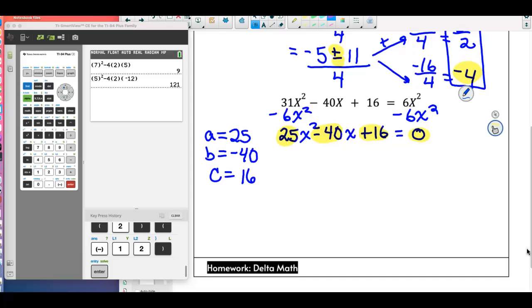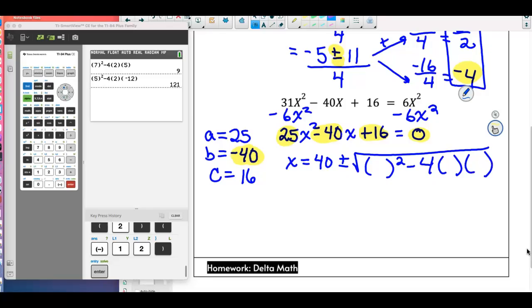I plug them into the formula, which says x is equal to the opposite of b. Now my b is a negative 40, so I'll have a positive 40, plus or minus the square root of b squared minus 4ac. So I'm going to put a negative 40 in here, because b was negative 40, minus 4 times a times c. My formula says to put it all over, so a big, long division bar, all over 2 times a, and 2 times 25 is 50.